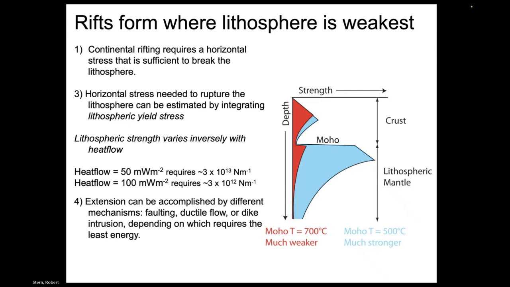Okay. And we've talked about the fact that extension can be accomplished in many ways. So it can be accomplished by faulting, especially in the upper part of the lithosphere, by ductile flow in the lower crust, or by dike intrusion, right? Whichever requires the least energy. This is a system that's going to evolve according to whatever's easiest.